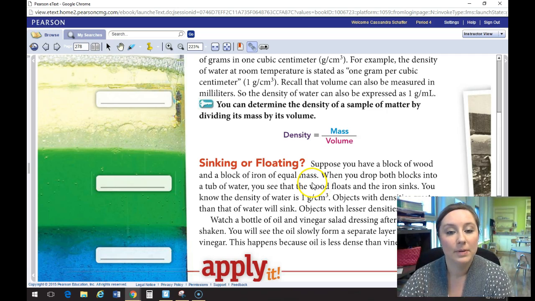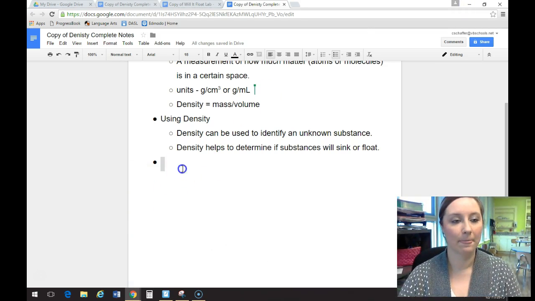Suppose you have a block of wood and a block of iron of equal mass. When you drop both blocks into a tub of water, you see that the wood floats and the iron sinks. You know the density of water is 1 gram per centimeter cubed. Objects with densities greater than that of water will sink. Objects with lesser densities will float. That's what you should have found out in your lab. The density of water is 1, so if our blocks were greater than 1, they were sinking, and if they were less than 1, they were floating. So let's go ahead right now and add that over to our notes.